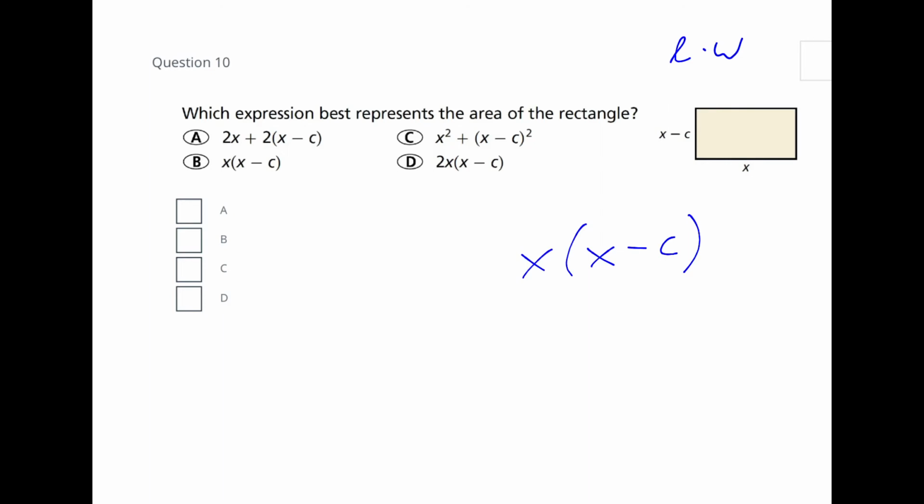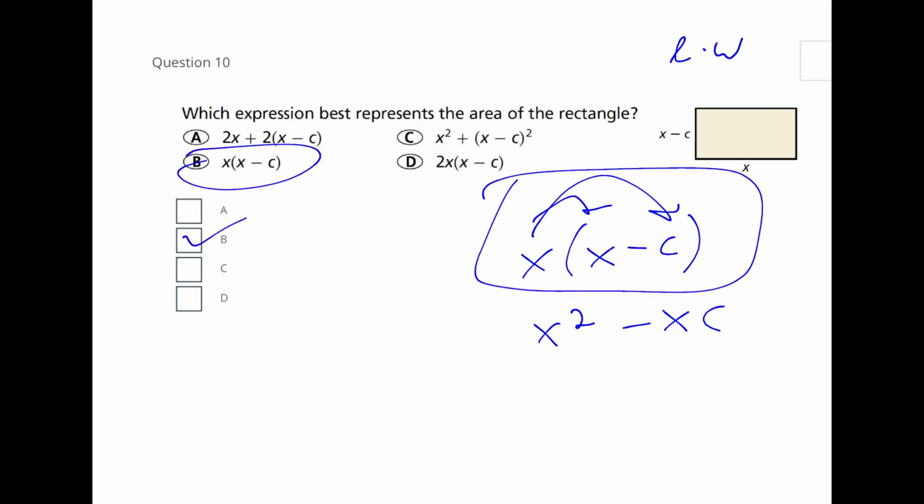So area of a rectangle is going to be length times width, so x times x minus c. If I distribute, x times x is x squared. X times negative c is a negative xc. So that's what I'm looking for. I don't quite see it. Oh, I did too much. It's just B, this original statement. You didn't have to distribute.